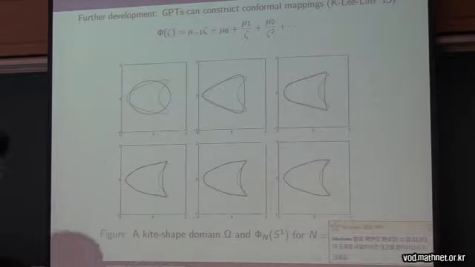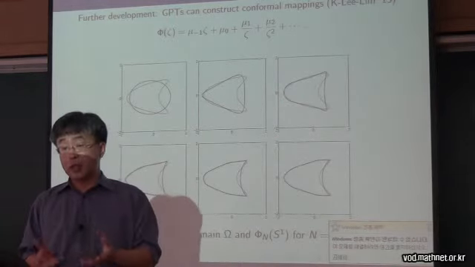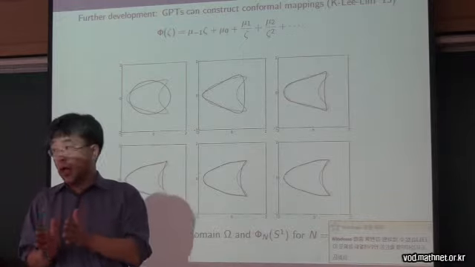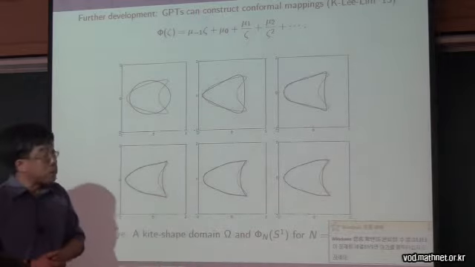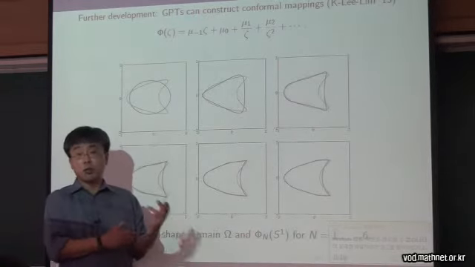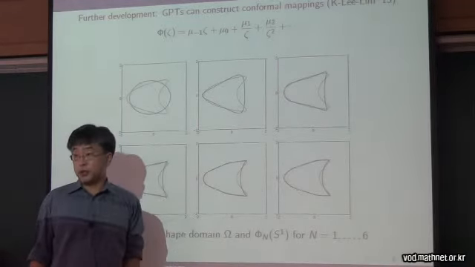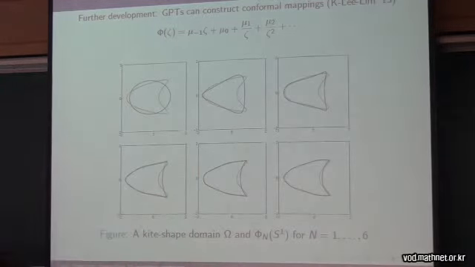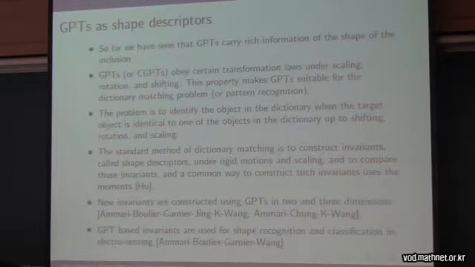And this one says something very interesting. You may have heard of the Bieberbach conjecture about the size of the coefficients of the conformal mapping. And we expect that our estimates of the polarization tensor give us the best bounds of these coefficients, I expect so. So anyway, this is a recovery in the non-constant conductivity case. But, okay.